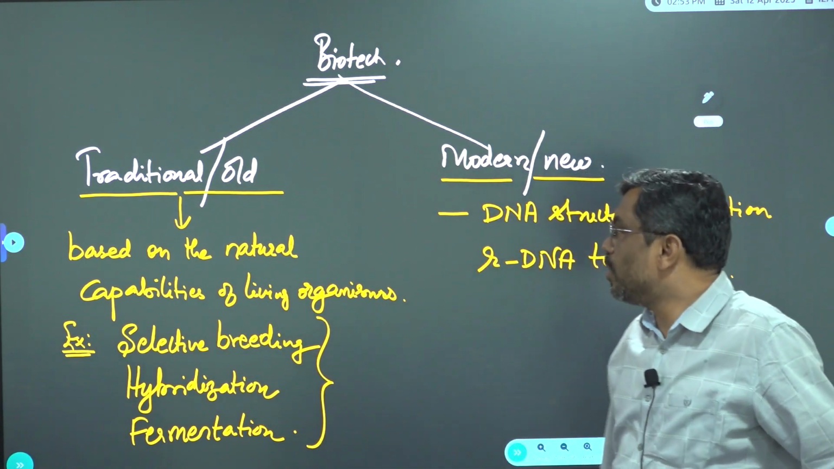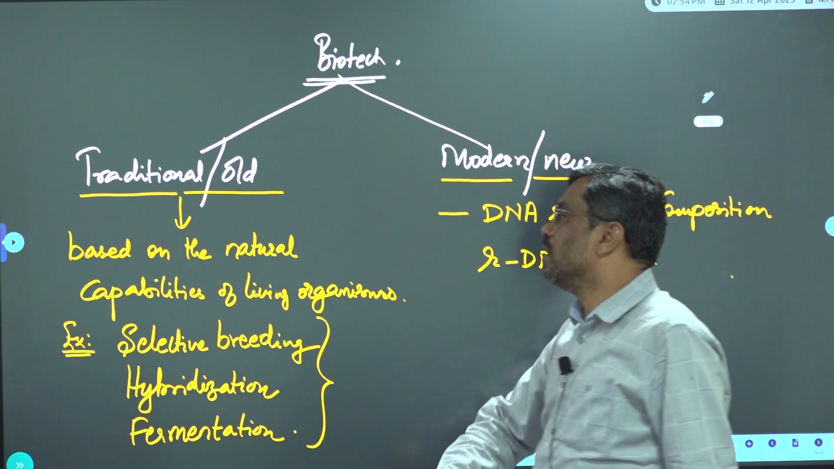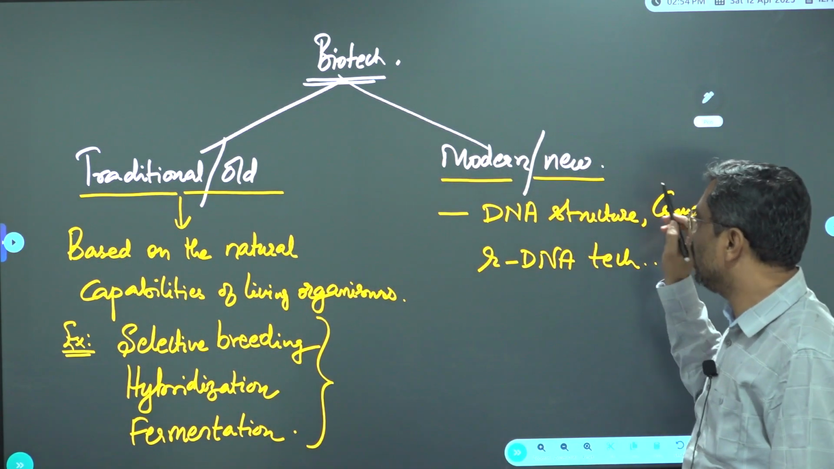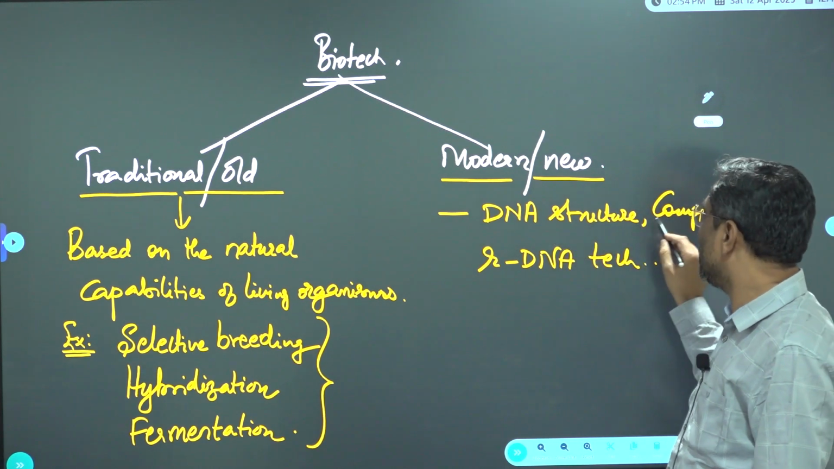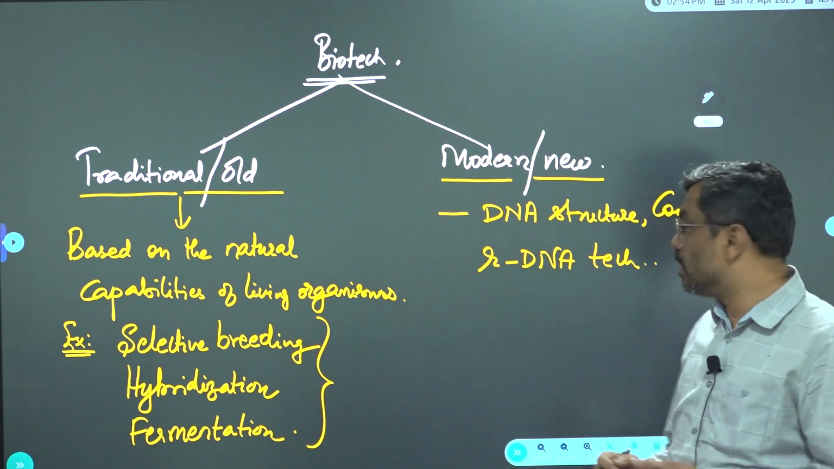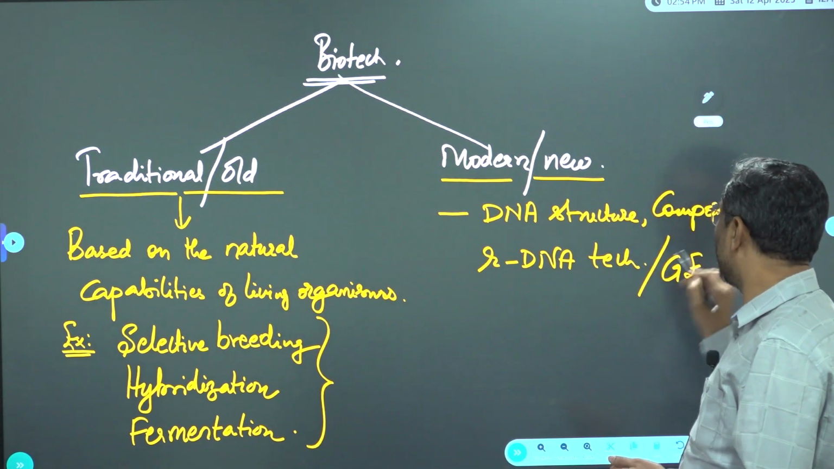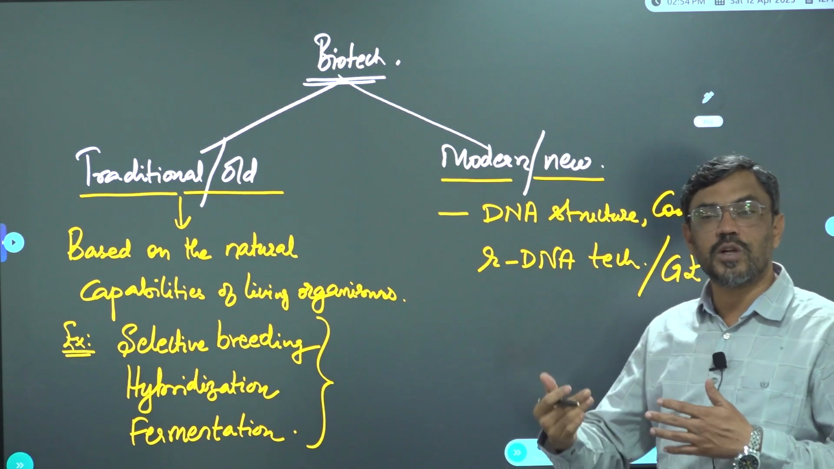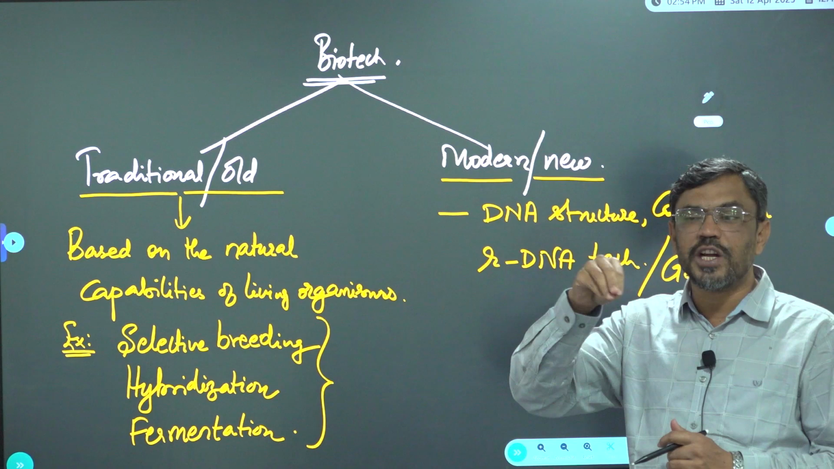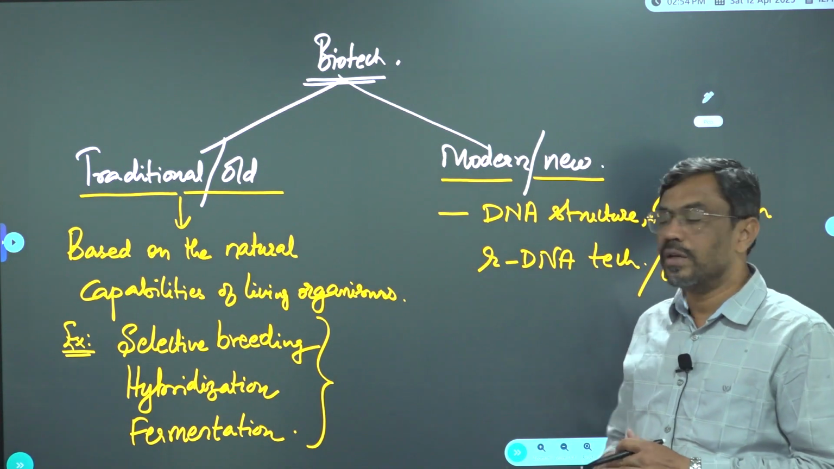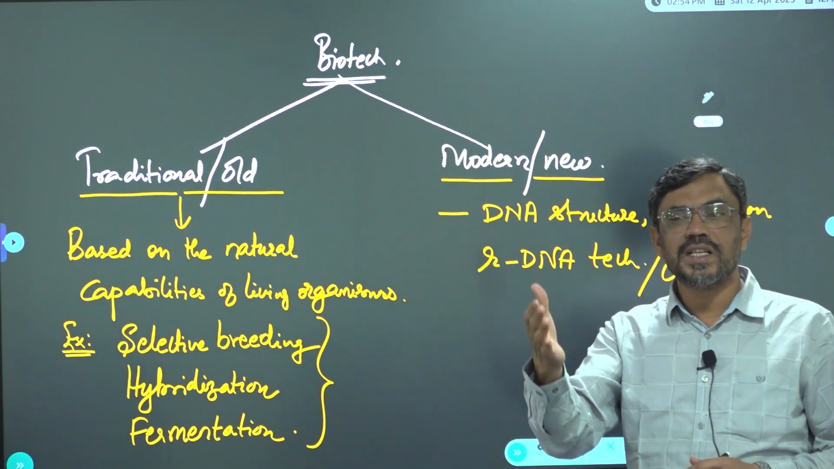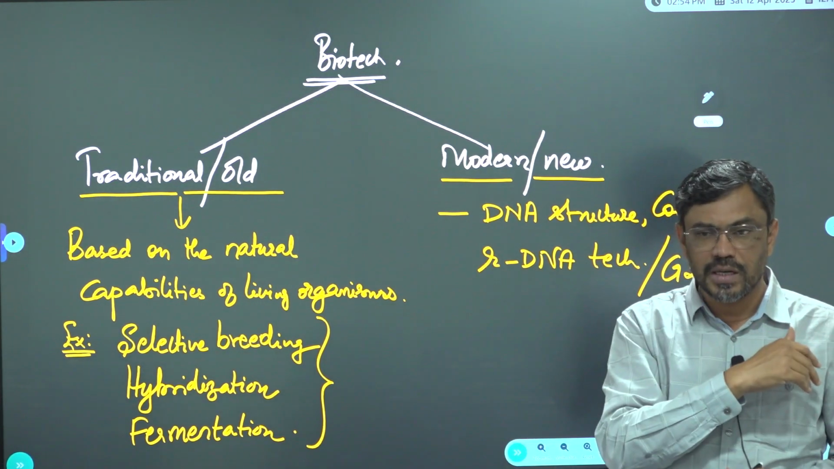Is it clear? So the traditional biotechnology is based on the natural capabilities of the living organism, whereas the modern biotechnology or new biotechnology is based on the DNA structure, composition and rDNA technology, a new advanced technique called recombinant DNA technology. That is also called the genetic engineering process. In this process, we are able to manipulate the DNA, the genetic material of an organism. So the desired characters can be introduced into an organism or undesired, unwanted characters can be removed from the organism. Is it clear?